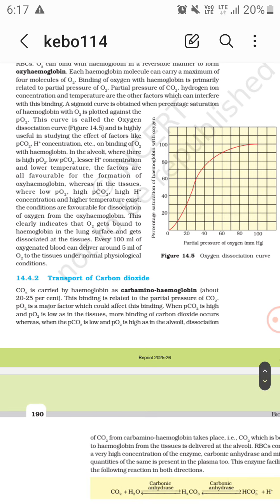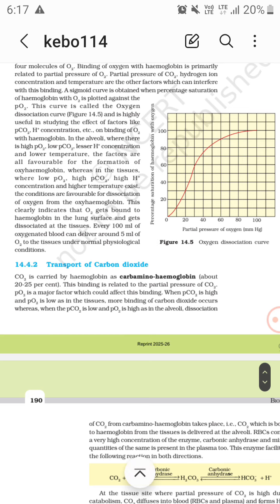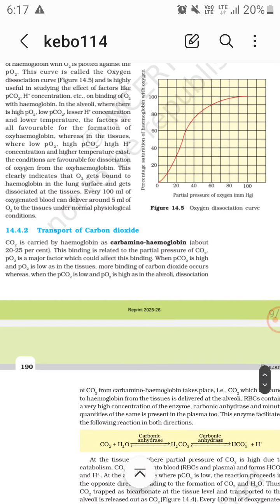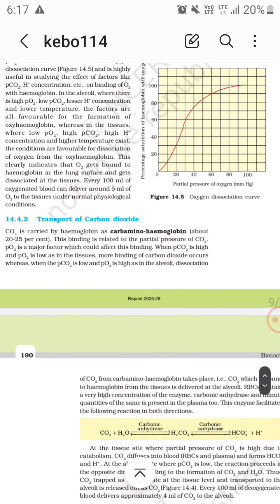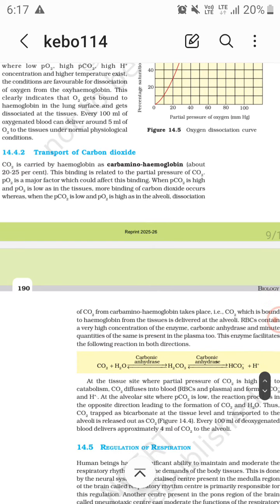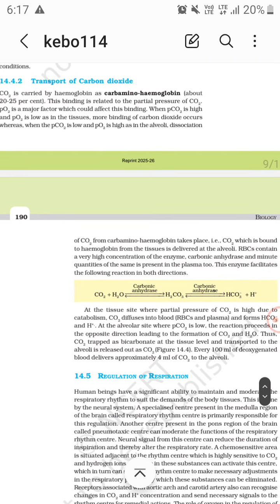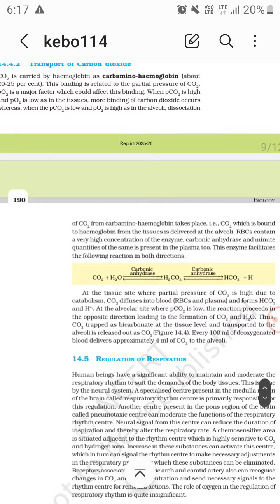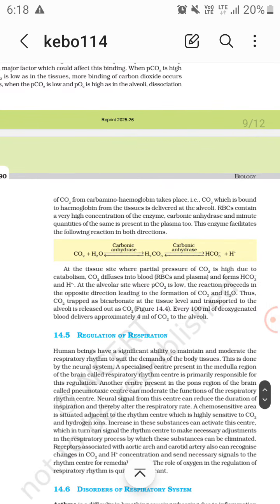In the tissue, PO2 is low and the others are high: PCO2, H+ concentration, and higher temperature. Every 100 ml of oxygenated blood delivers 5 ml of oxygen to the tissue, and in the deoxygenated blood, 100 ml carries 4 ml of CO2 to the alveoli, right?